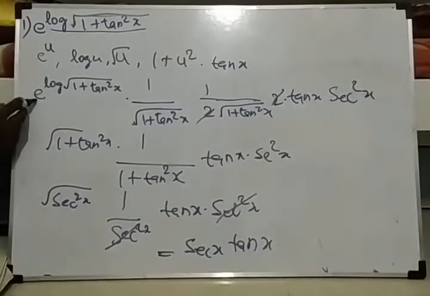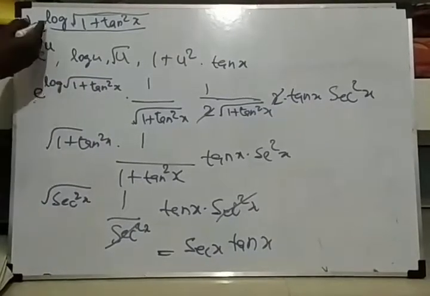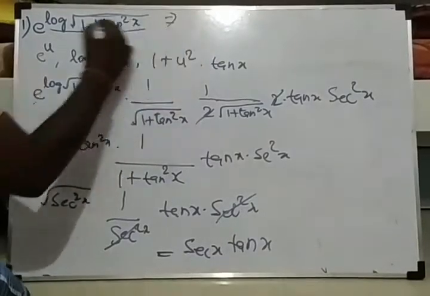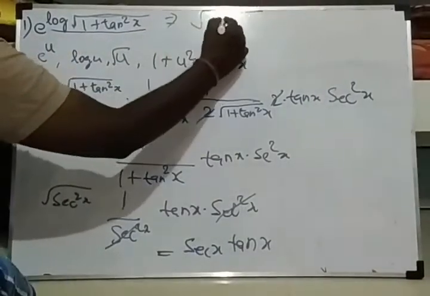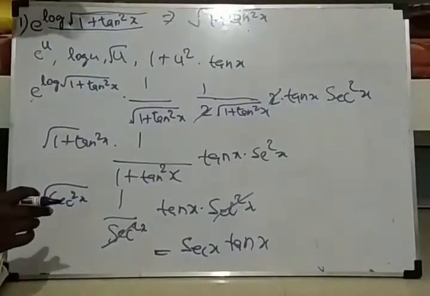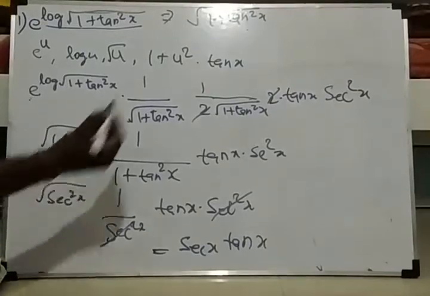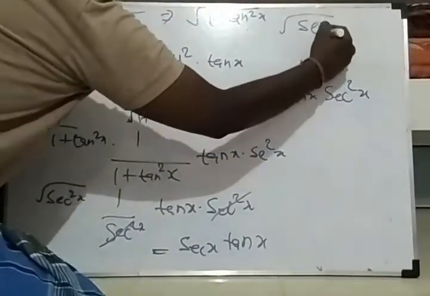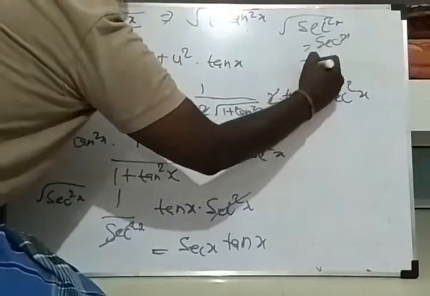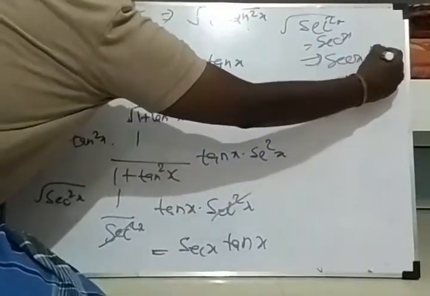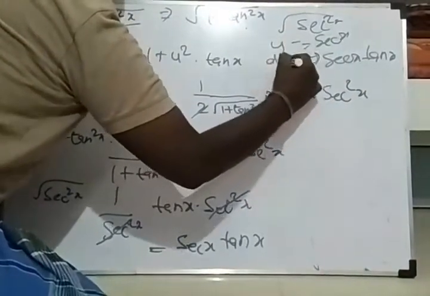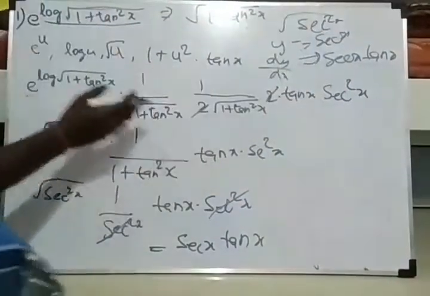You can also think, when we say e to the power of log of x is nothing but x, we can apply it in the question itself. So we get e to the power of log of root of 1 plus tan square x. The root of 1 plus tan square x is secant x, since 1 plus tan square x is secant square x. When you differentiate secant x, d by dx of secant x is secant x tan x. So we get the same answer there.